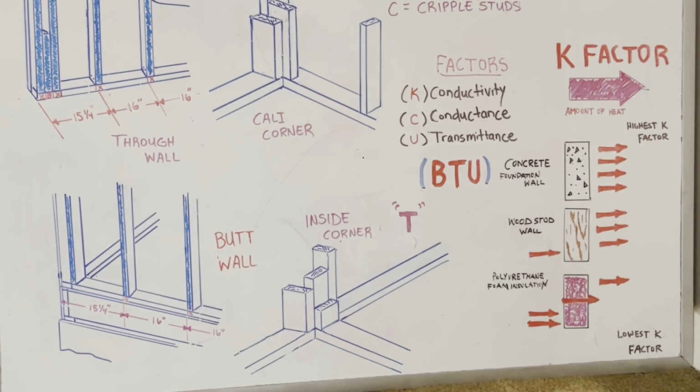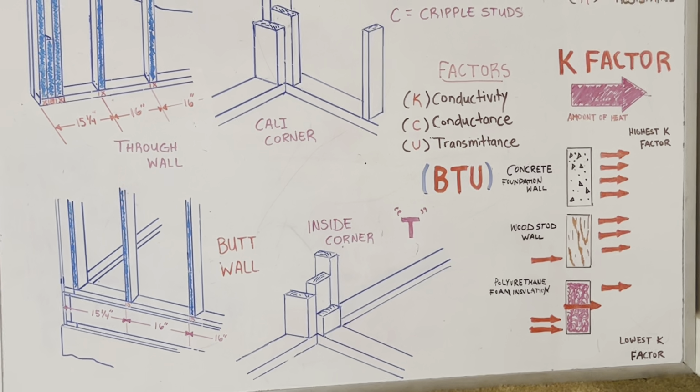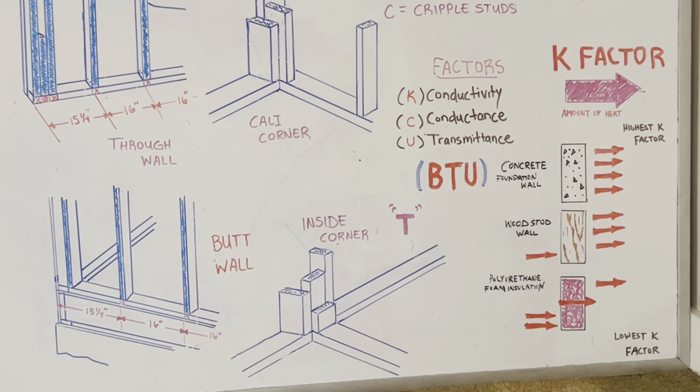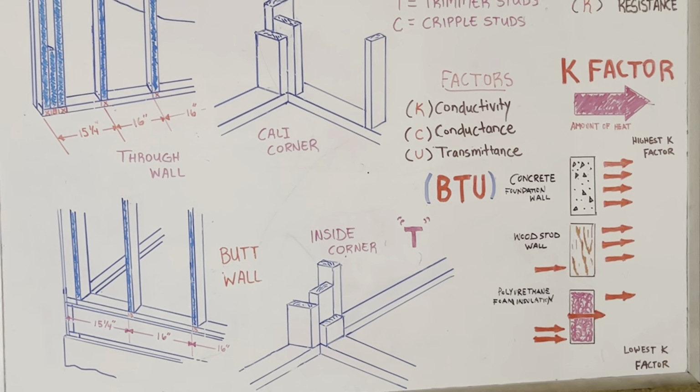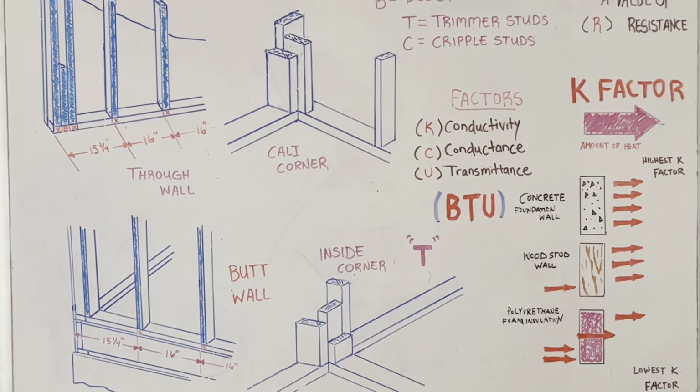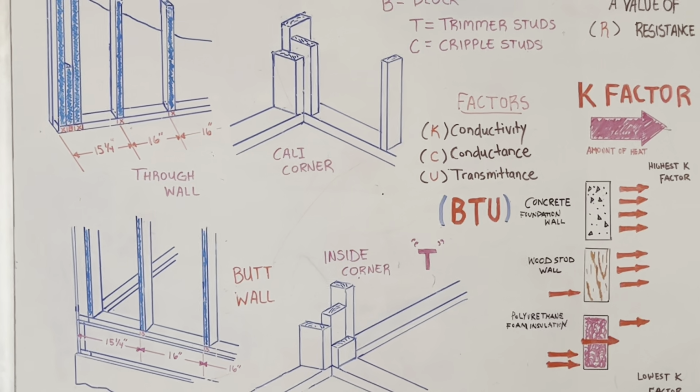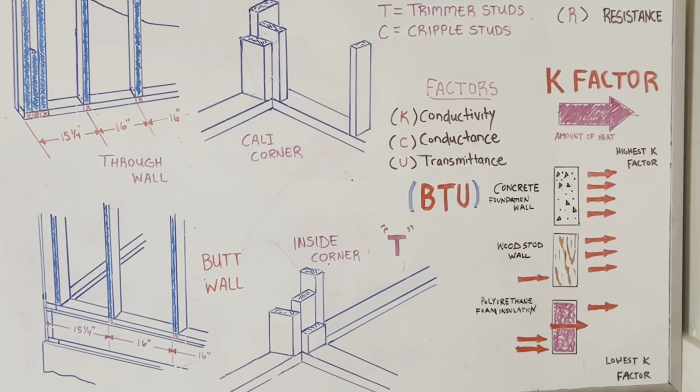Now, the total R value needed for a building depends on regional weather conditions. Since buildings in colder climates require more insulation, local building codes often specify insulation requirements for the area.